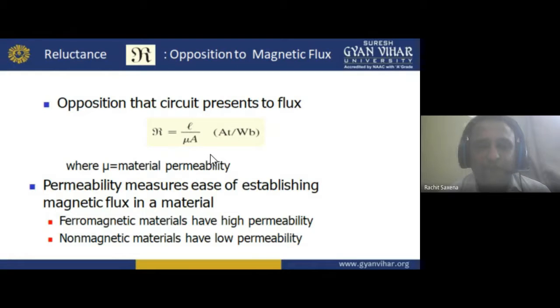Ferromagnetic material has high permeability, but non-magnetic material has low permeability. If I am talking about non-magnetic material, the permeability will be lower. But ferromagnetic materials, for example iron, nickel, cobalt, and other alloys, have higher permeability, so we can easily generate magnetic flux in them. Non-magnetic material has low permeability.